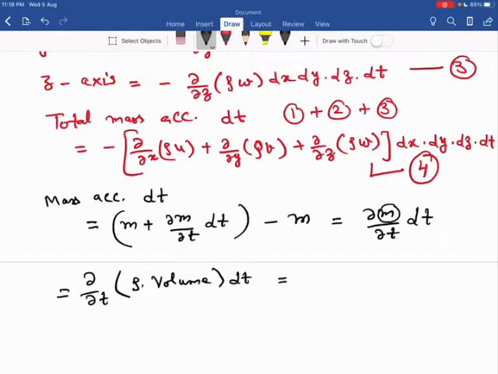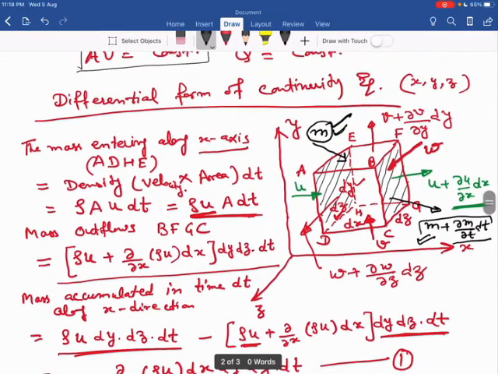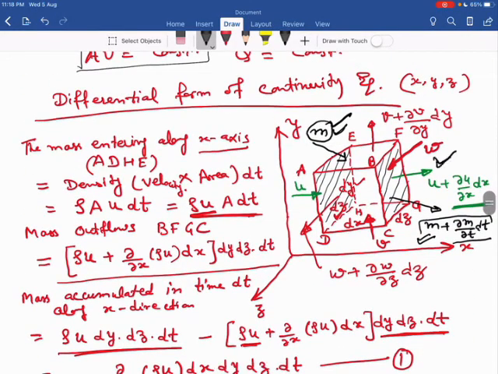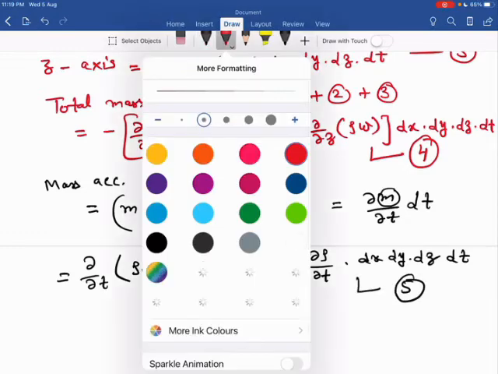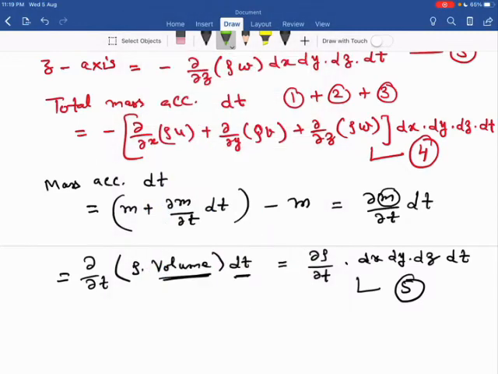Okay, so this comes out to be ∂ρ/∂t into, now the volume of this block is dx dy dz, the product of dx dy into dz, then this dt. This is your equation number 5. Now equation 4 is your mass accumulated in time dt. Equation 5 is again mass accumulated in time dt.